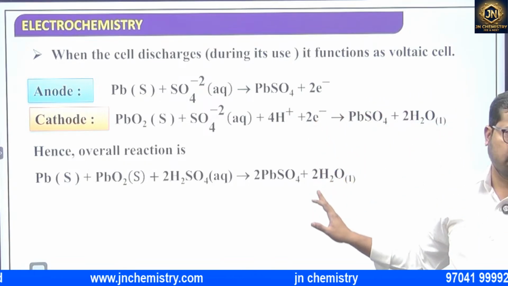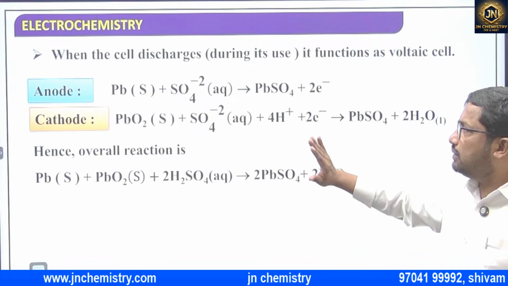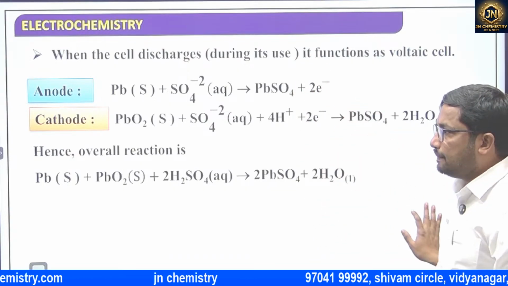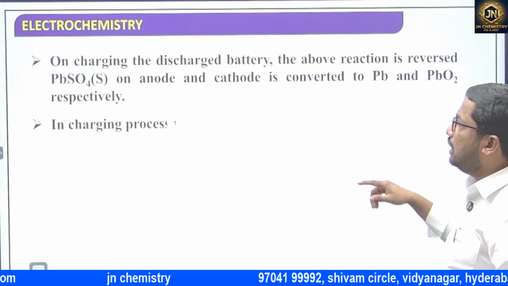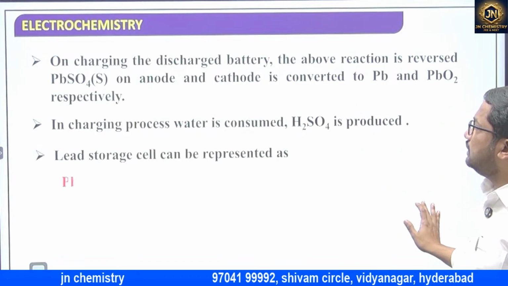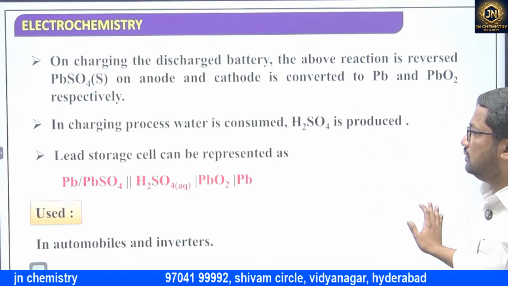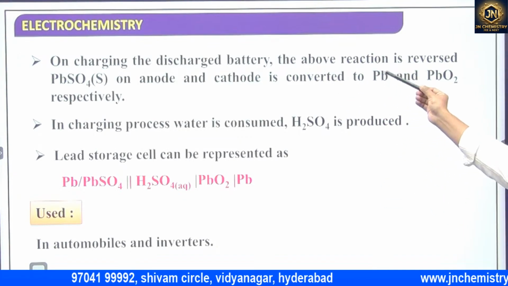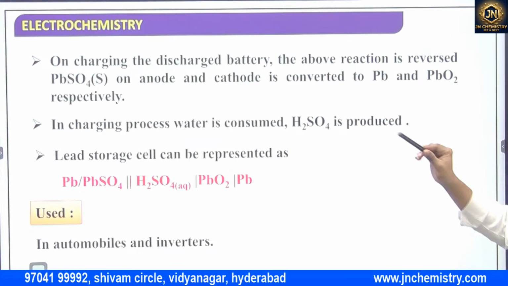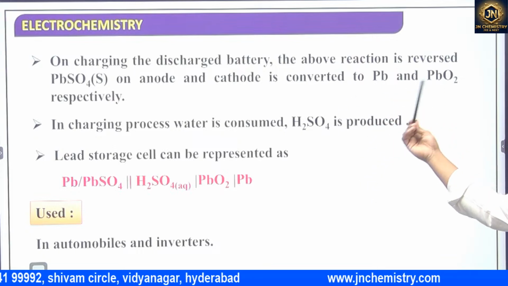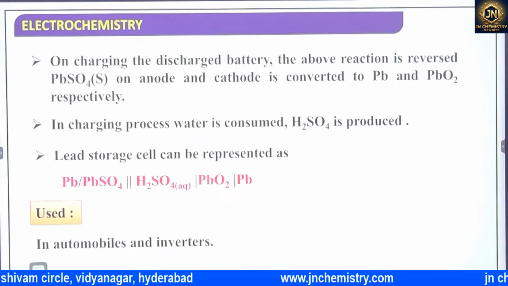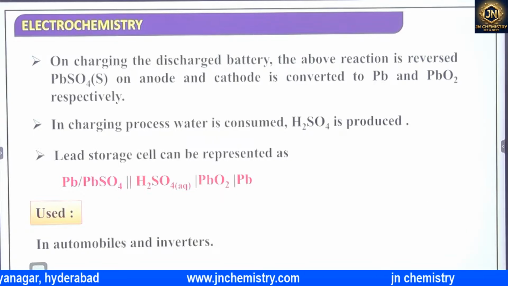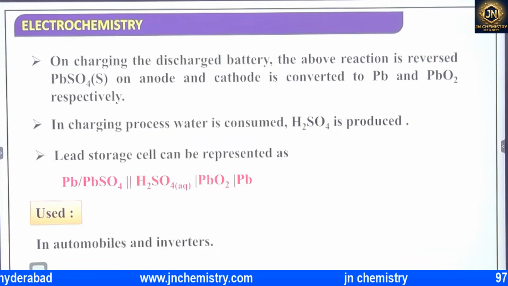They are in NCERT also, you can go through that one. Same concept, just practice the anode and cathode equations 2 times. On recharging, what exactly happens? On charging the discharged battery, the above reaction is reversed. PbSO4 at anode and cathode converts back into the same. In the charging process, water is consumed and H2SO4 is produced. The lead storage battery cell can be represented as.